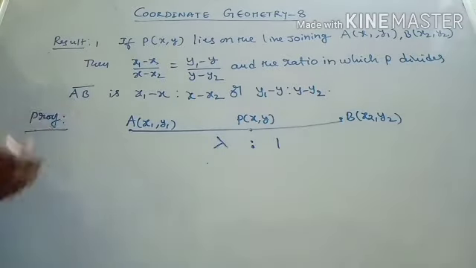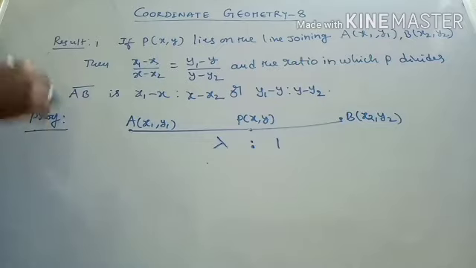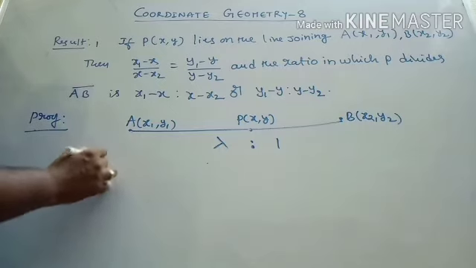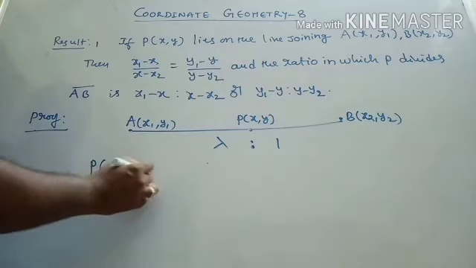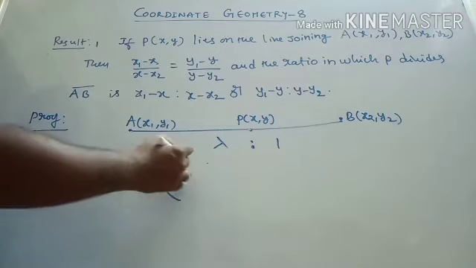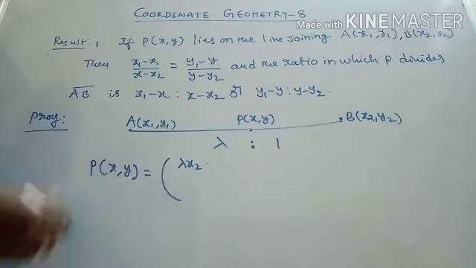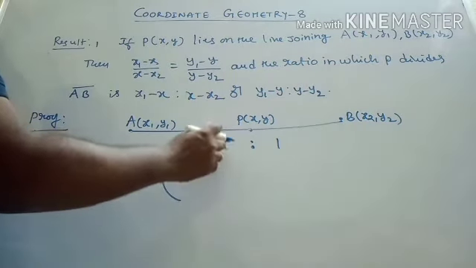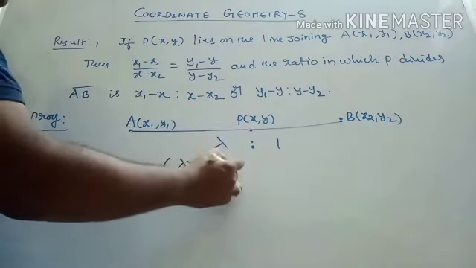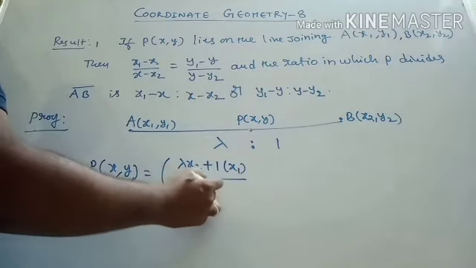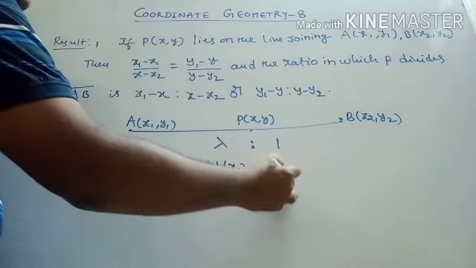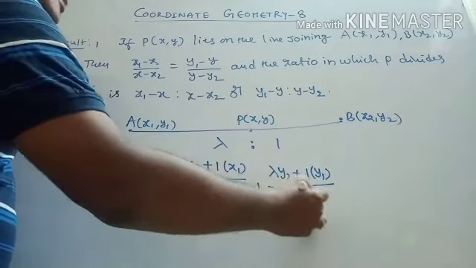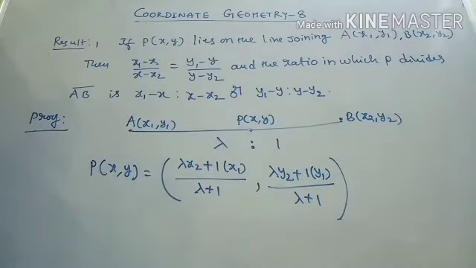Now we know that it is dividing internally in the ratio lambda is to 1, so we have P(x, y) equal to (lambda x2 plus 1 into x1) by (lambda plus 1), comma, (lambda y2 plus 1 into y1) by (lambda plus 1). Here m is lambda and n is 1.